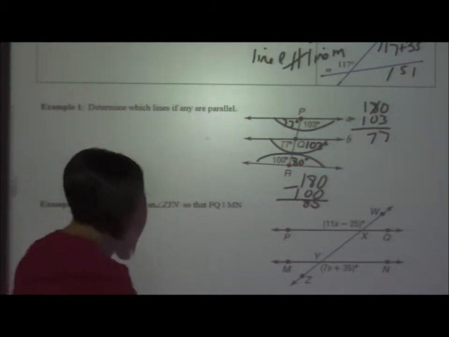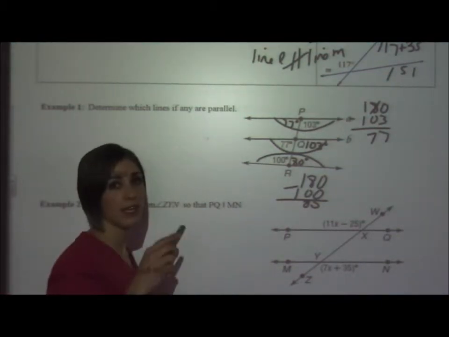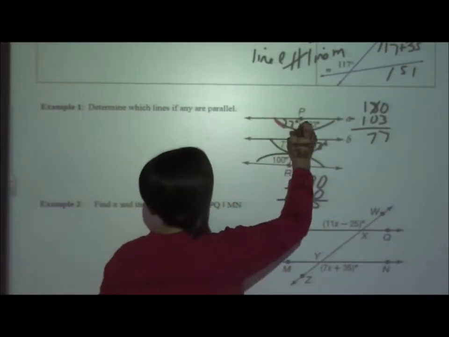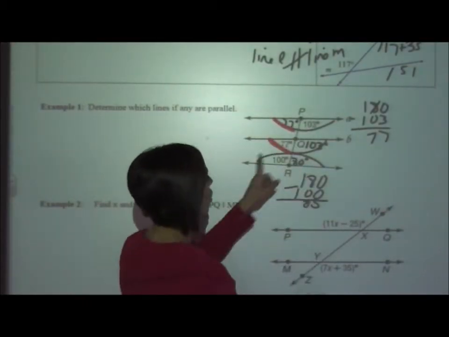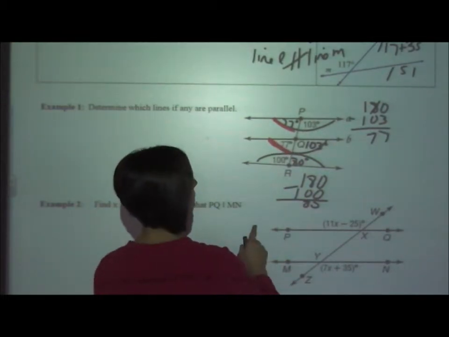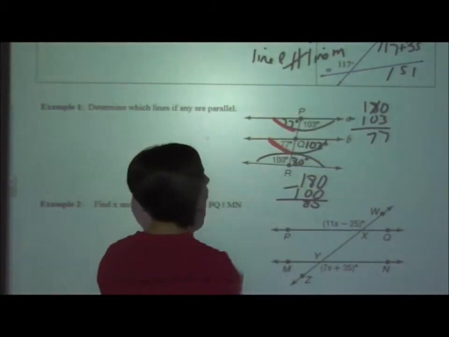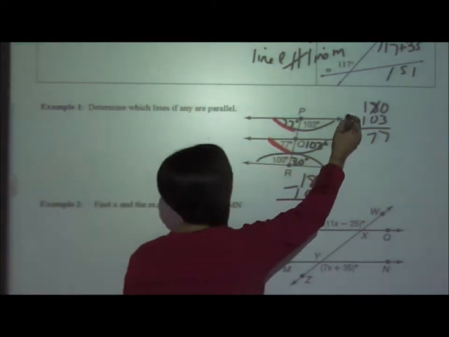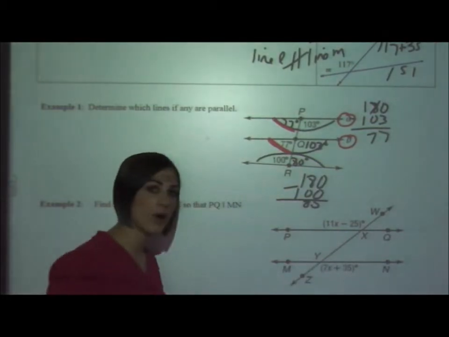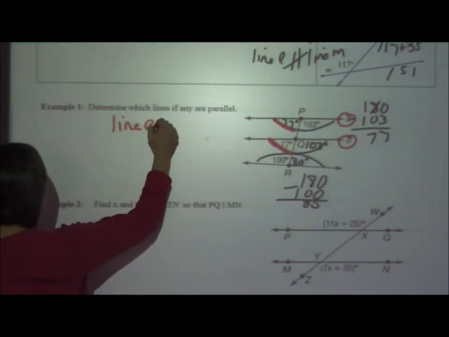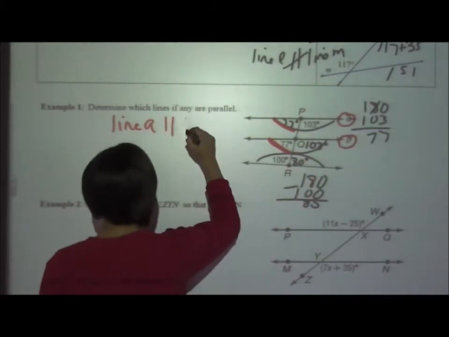Now I'm going to look for angle relationships that exist within those angle pairs. Well, if you notice, 77 and 77, those are corresponding angles and they are congruent. So because corresponding angles are congruent, then I can determine that the lines that form them are parallel. So line A is parallel to line B.